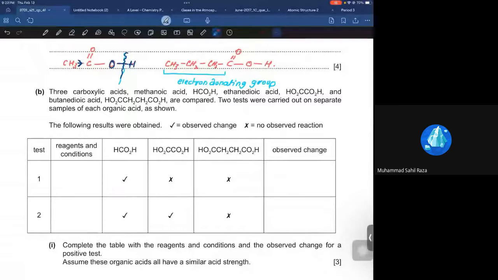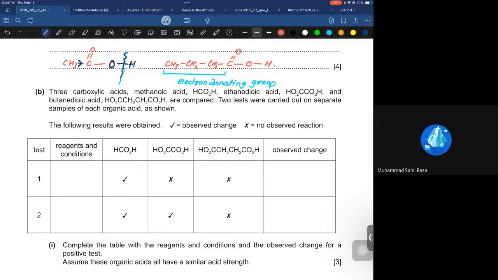Two tests were carried out on separate samples of each organic acid as shown. Test 1 is positive, negative, negative. Test 2 is positive, positive, negative. So if the test is positive, what would you observe? And which test am I supposed to do if I'm going to make a comparison among these three?